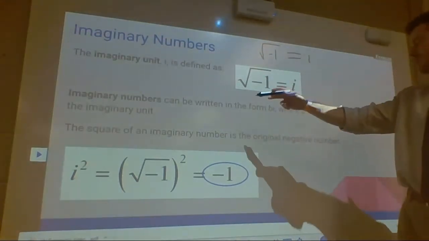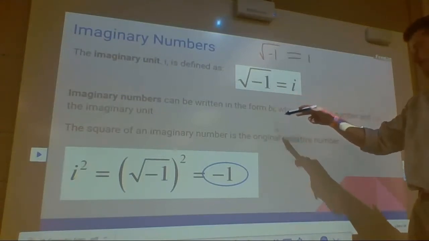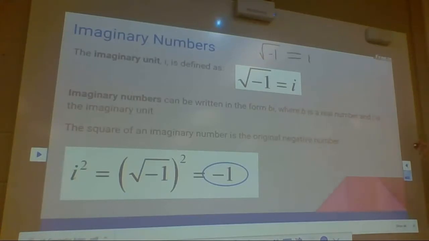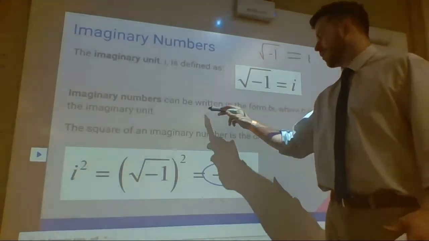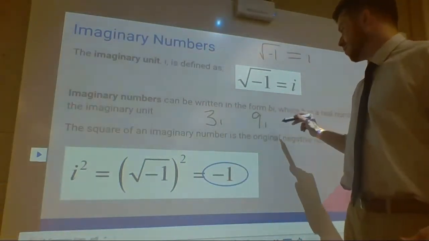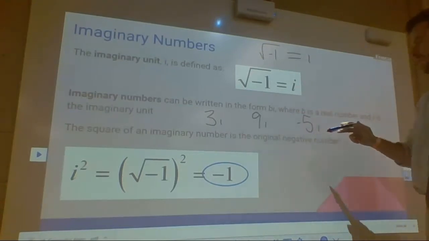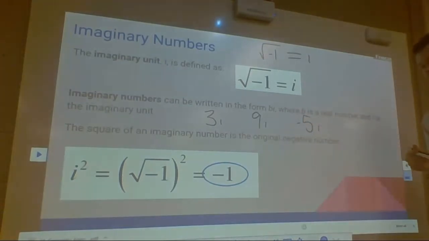Now, imaginary numbers can be written in the form bi, or b times i, where b is a real number and i is the imaginary unit. An example of that would be like 3i, or 9i, or -5i. Those are examples of what we would call imaginary numbers.